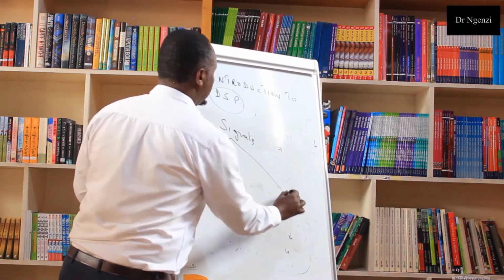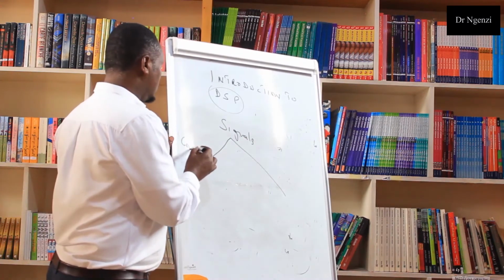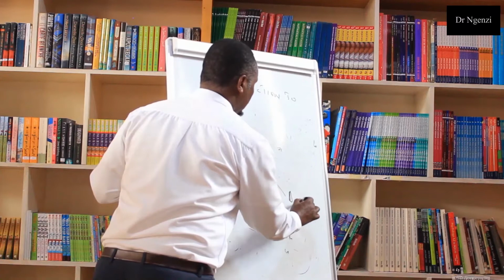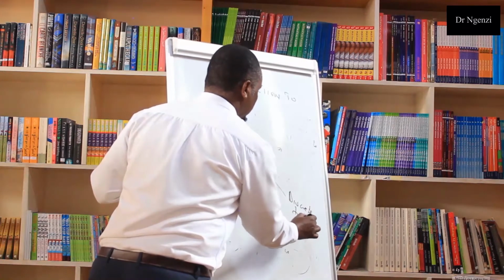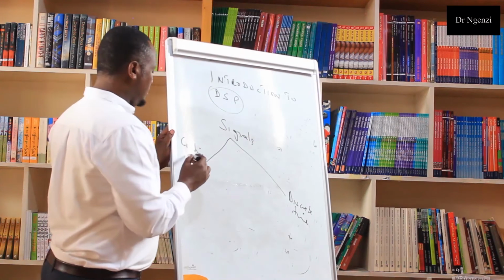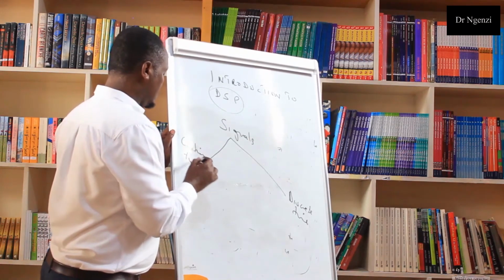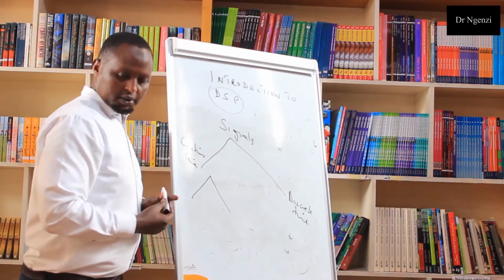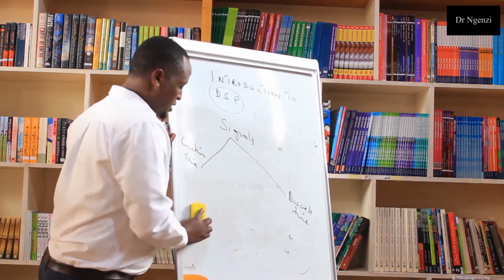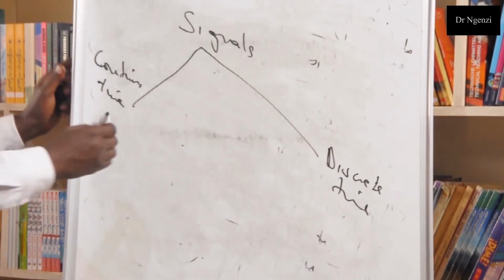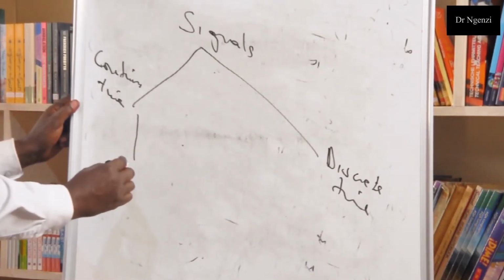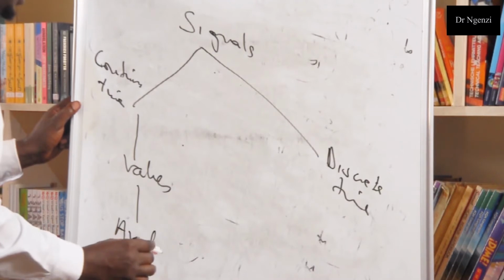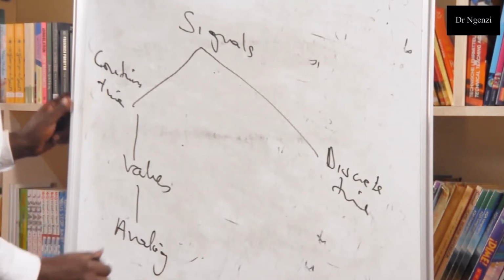Signals can be divided into continuous time and discrete time signals. But they can also be divided according to their values. For example, you get continuous values, those are the numbers, and also analog, which is presented in graphical form.